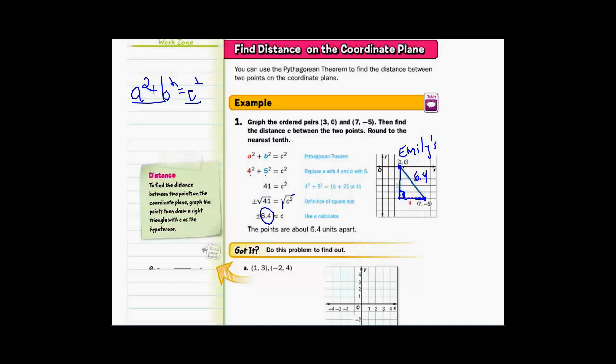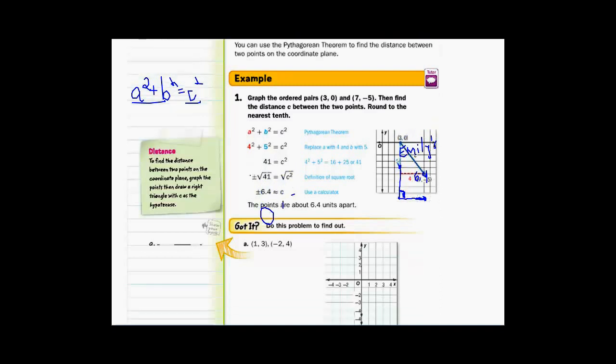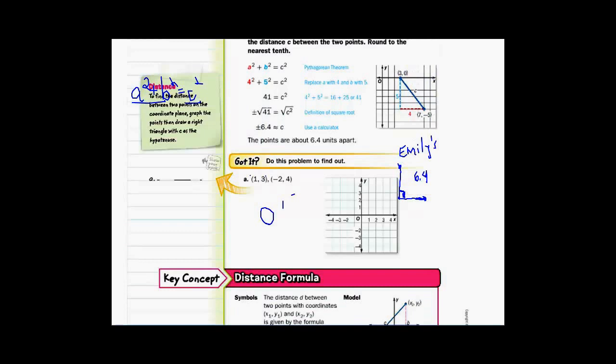So how much would you save? Well, 9 minus 6.4, 2.6 miles, 2.6 units, whatever you want to call it. So that's a typical use for the Pythagorean theorem when you talk about distance. So using that, let's try A here on the bottom of the page. Why don't you pause that, try it, and then we will talk about the formula.